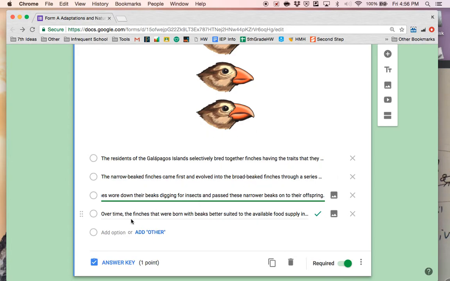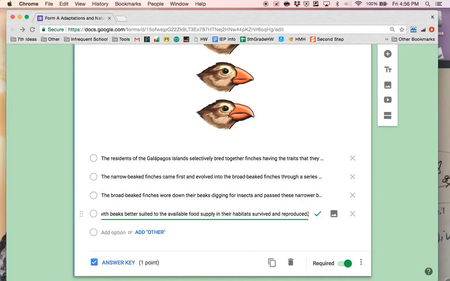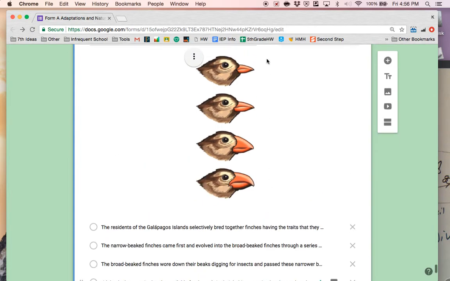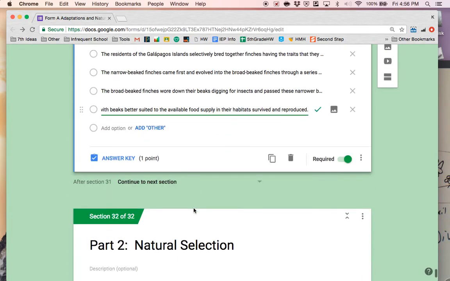Look at this last one. Over time, the finches that were born with beaks better suited for the available food supply in their habitats survived and reproduced. Each of these survive in a different habitat with a different food source. That's why they all are different but living at the same time, because they all have unique food supplies, similar to what we did with our lab, where different birds will survive at the same time because there's different food sources. So your answer would be this last one.